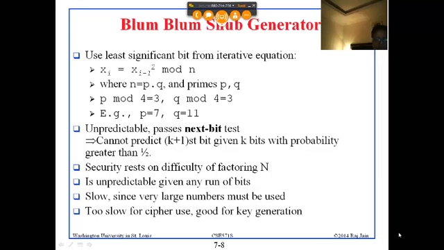Basically, if the next bit had a probability of, let's say, 0.6 of being 1, then you would bet on 1 and you would win more often than not. But with half, you win and lose an equal number of times. So security rests on the difficulty of factoring n.